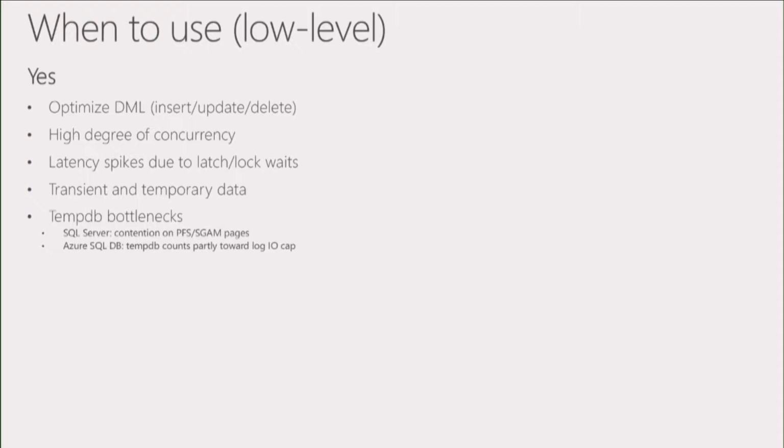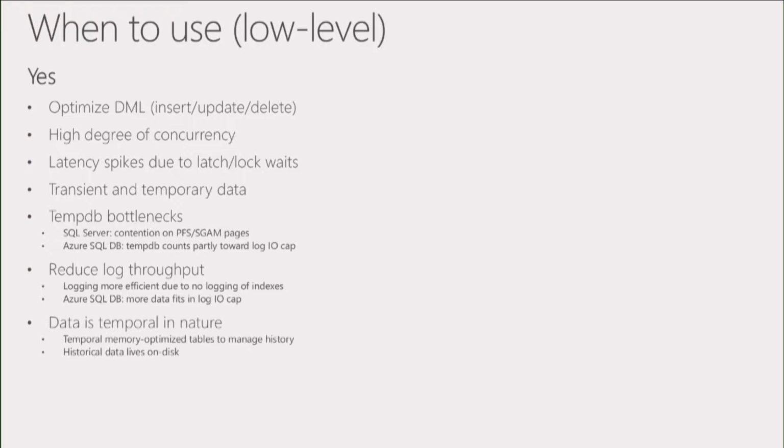And if you are using Azure SQL Database, then you should consider that the actual activity in TempDB also counts towards your resource limits. So when you use in-memory OLTP, you make these operations more efficient. So with the same pricing tier in Azure SQL Database, you can do more operations. It also helps in reducing log throughput because index operations are not logged for memory optimized tables. So this will help you there as well.